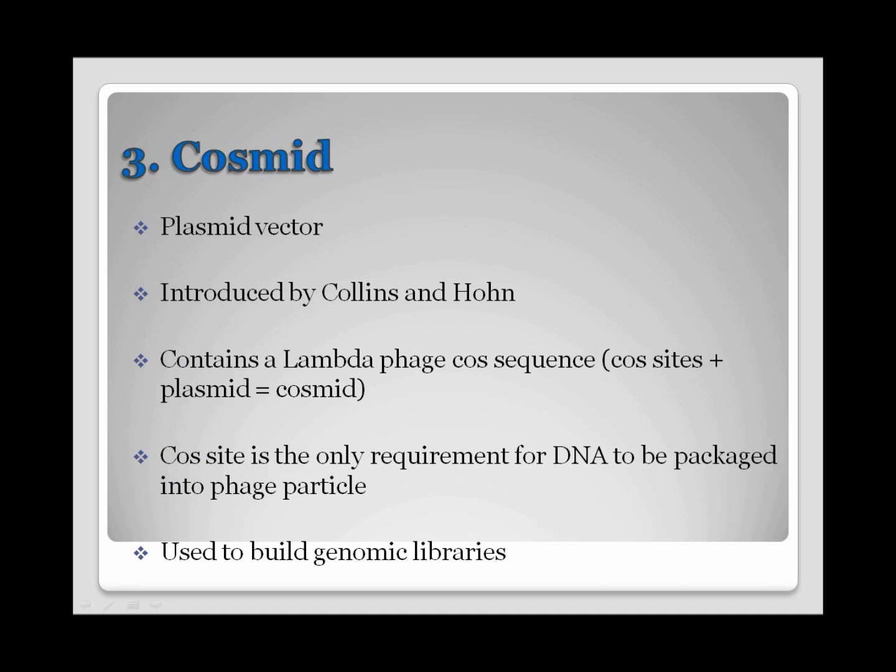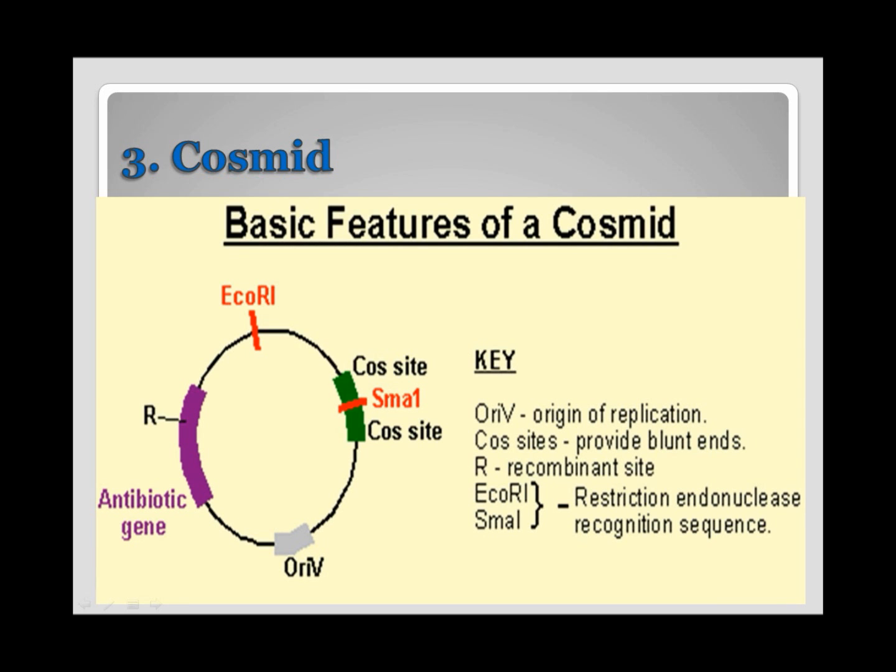Next, I will talk about cosmid. What is cosmid? Cosmid is a plasmid vector introduced by Collins and Hohn that contains a lambda phage COS sequence. The COS site is the only requirement for DNA to be packaged into phage particle. Cosmid contains bacterial origin of replication, COS sites, antibiotic gene, recombinant site, and restriction endonuclease recognition sequence for cloning.